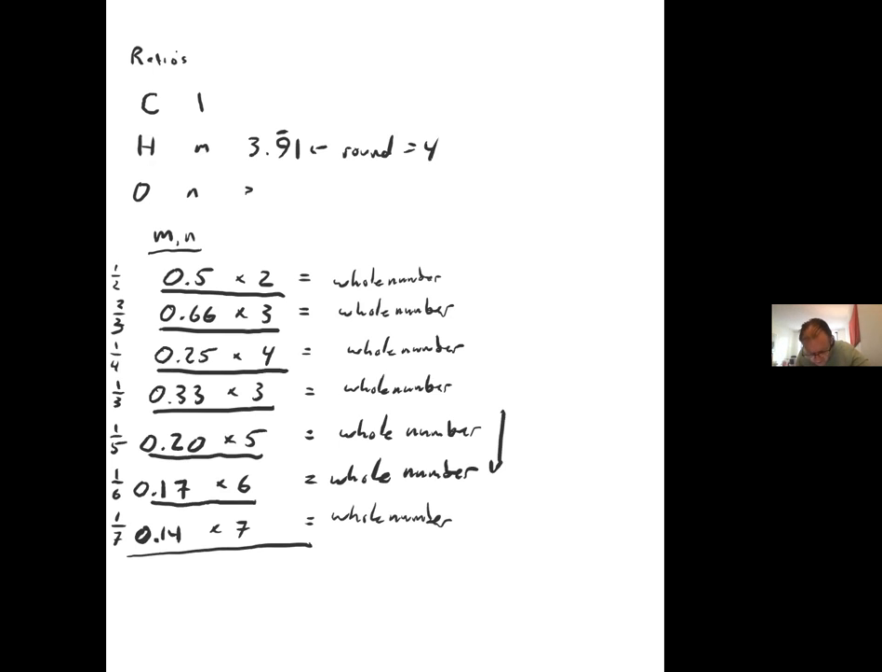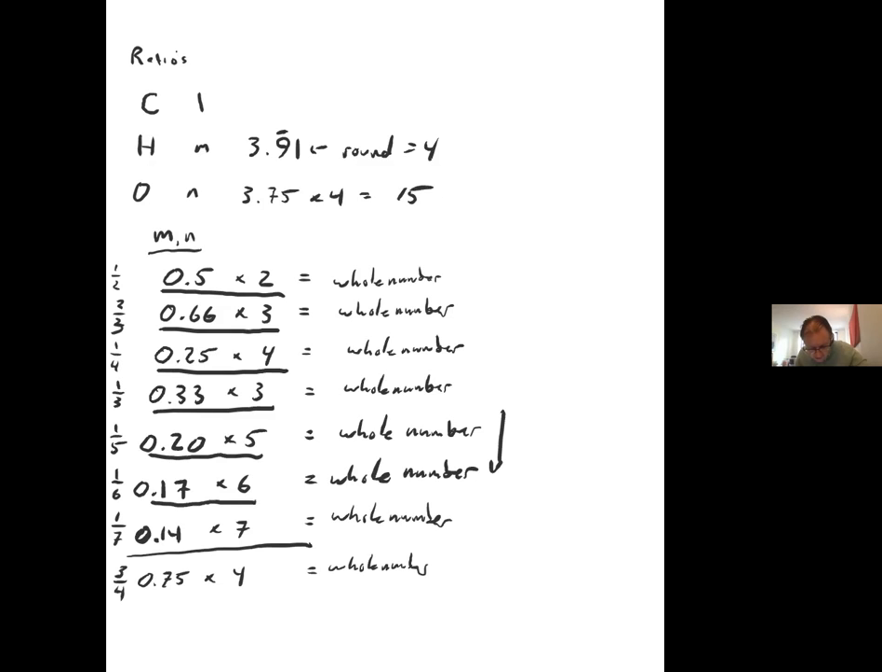But if you have 3.75, let's think about 0.75. Well, 0.75, that's 3/4, right? That's the fraction 3/4. So you multiply by 4, and that'll give you a whole number. Okay, so 3.75, we want to multiply by 4. And then 3.75 times 4 is 15, right?